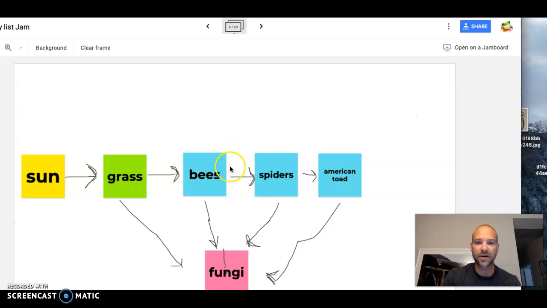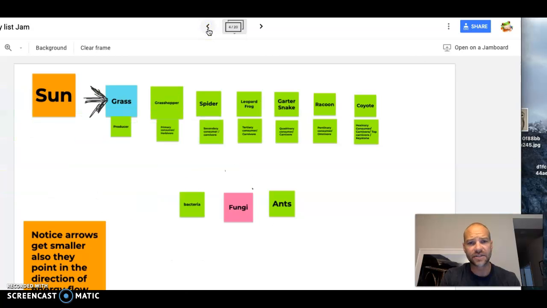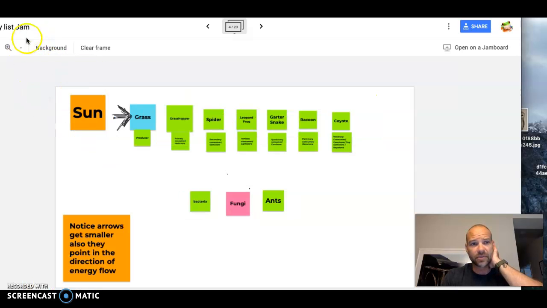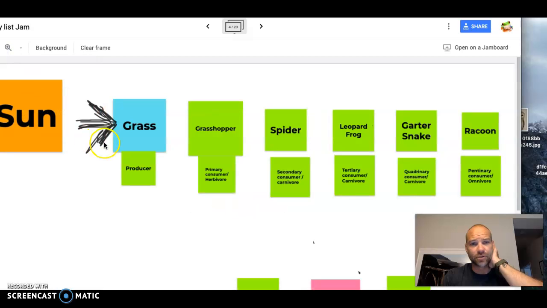Bees are eaten by spiders. Spiders could be eaten by a toad. You got a food chain going on here. It's really good. Okay, so let's do a big long one here. I labeled this one already, modified it a little bit, and we'll zoom in so we can see it a little bit better. Boom, here we go.